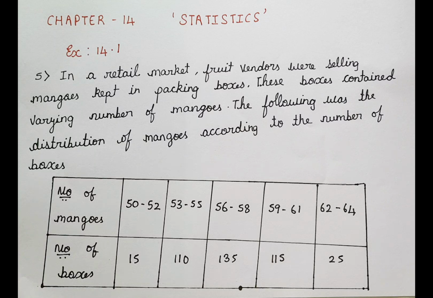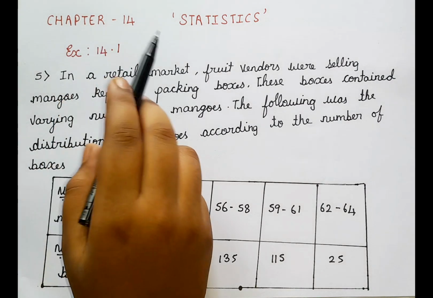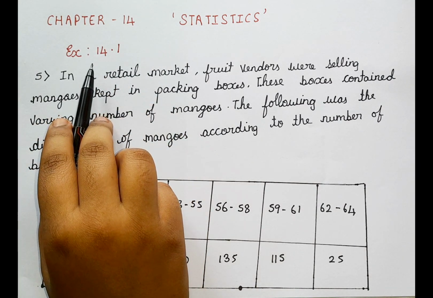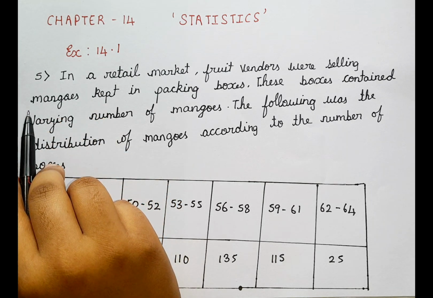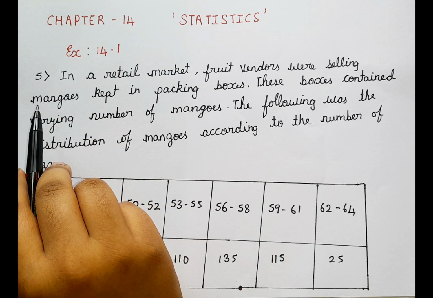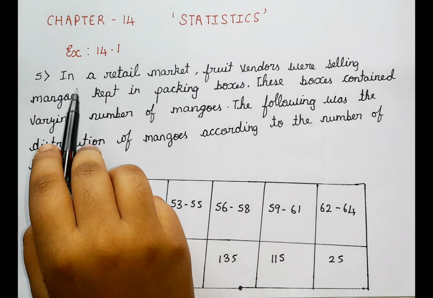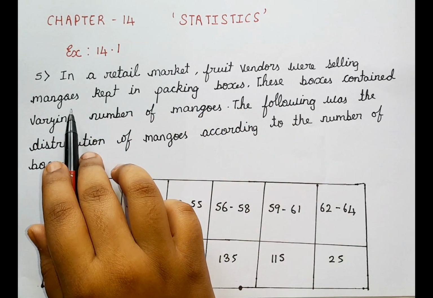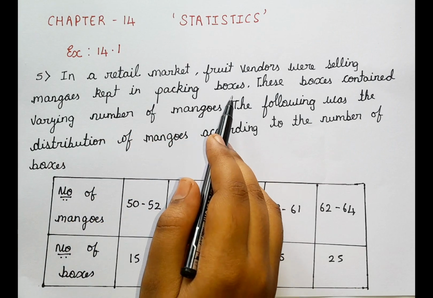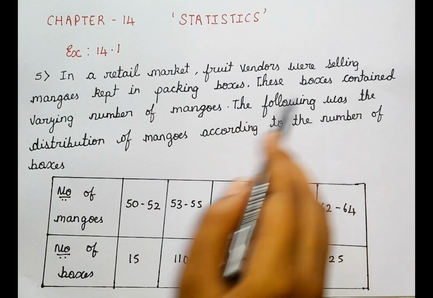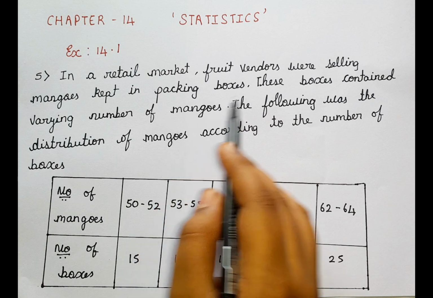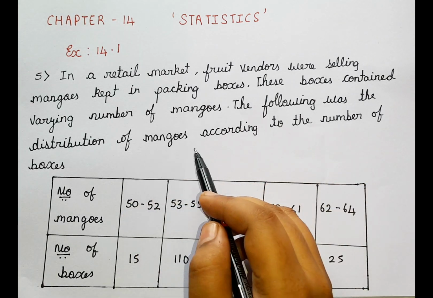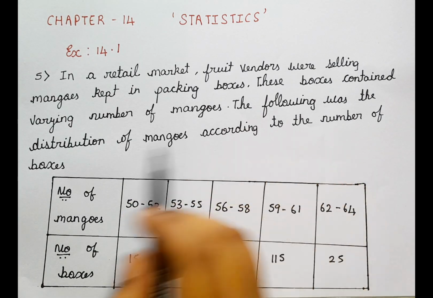Today we are going to be learning Chapter 14 Statistics, Exercise 14.1, 5th question. Alright, now let's read the question. In a retail market, fruit vendors were selling mangoes kept in packing boxes. These boxes contain varying number of mangoes. The following was the distribution of mangoes according to the number of boxes.